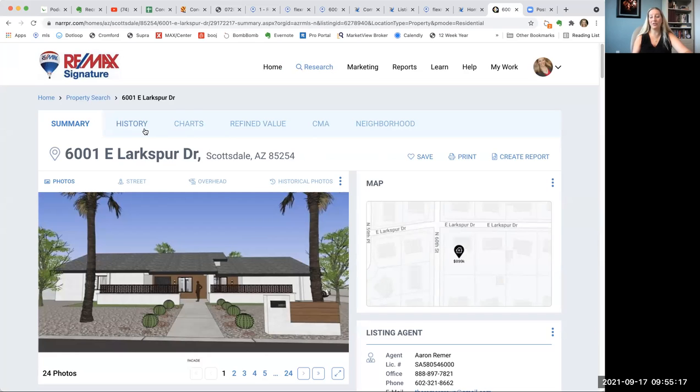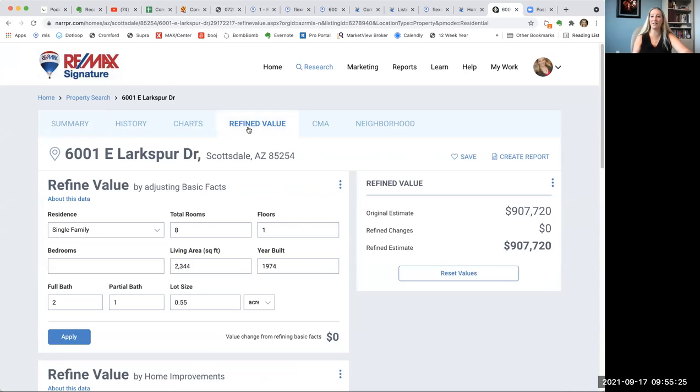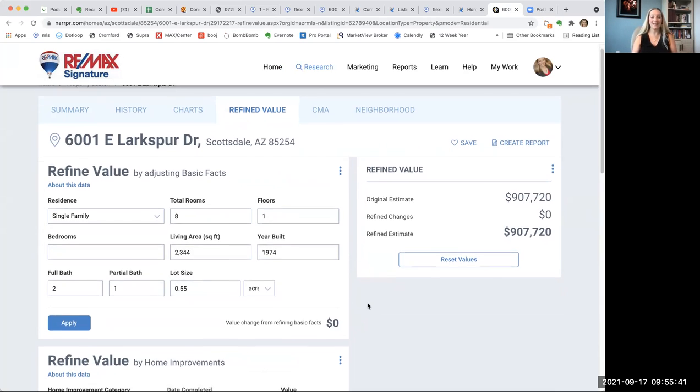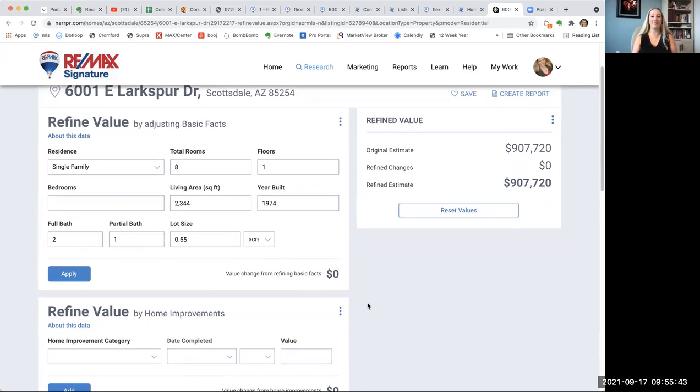We have the ability to also look at the history and the charts. And so again, if you haven't played around with this, I would recommend that you go in and take a look at this because it can be a really great valuation. You'll see under the refined value that they already start with a basic price, which again is fairly in alignment with what we just researched both in the tax records as well as the MLS. So you can see how accurate it is just from this particular evaluation.